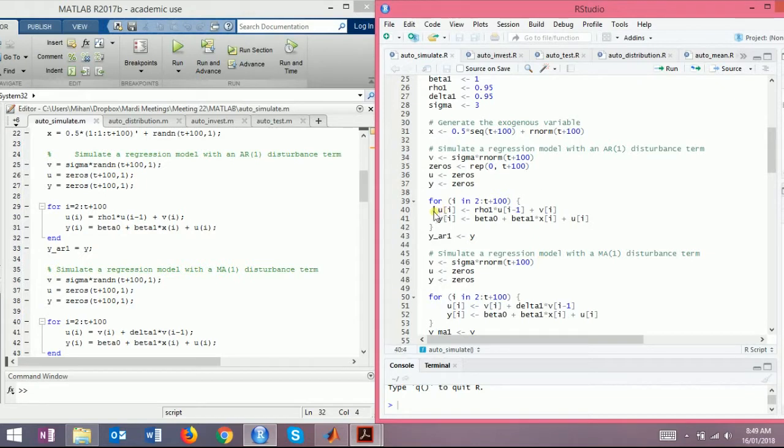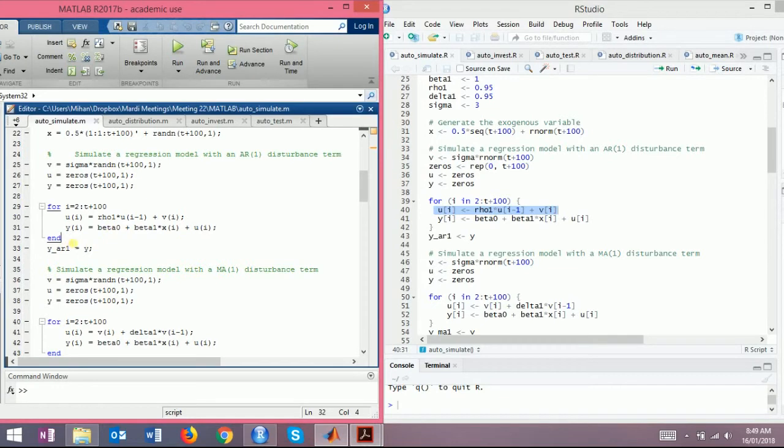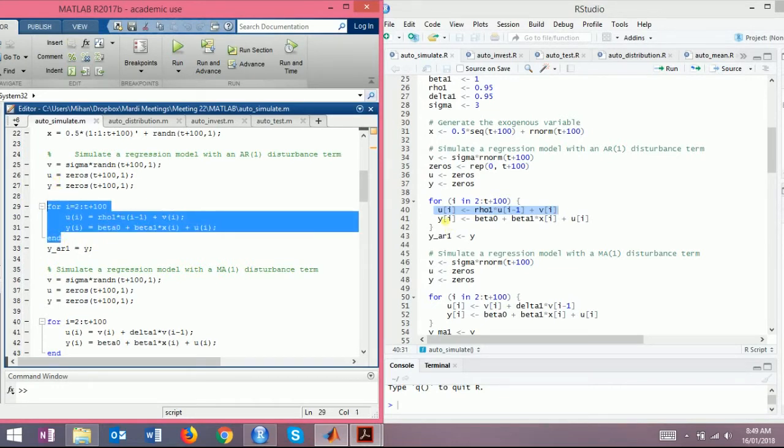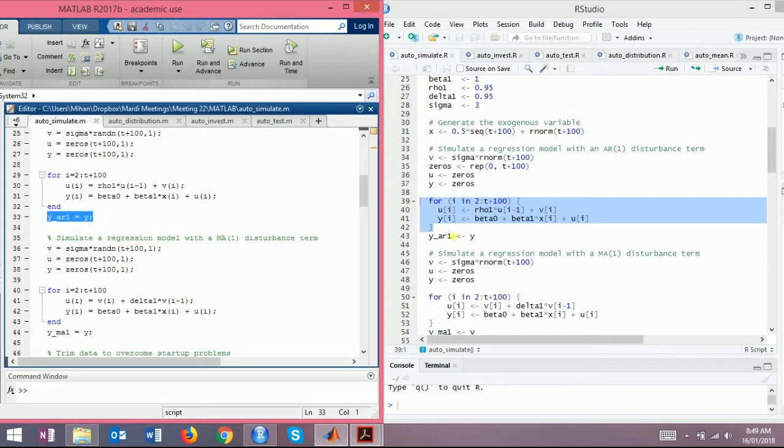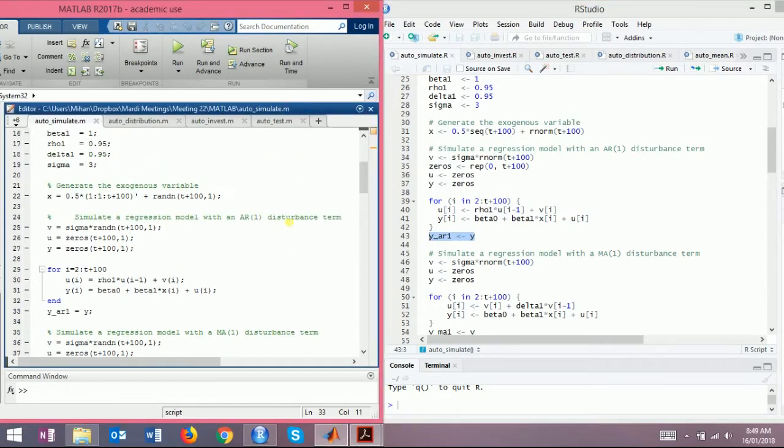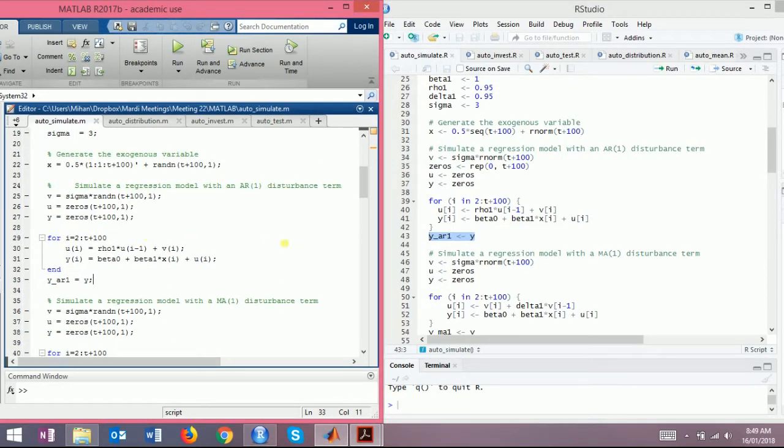For i equals 2 to 100, ui is rho ui minus 1 plus vi. You see there will be a convergence that will happen. You will go 100 times up, and ut minus 1 comes down 100 times. So out of 1 to 300, the total number of replications will always remain within 200. And so you have u and y generated with this equation. So y ar1, you are storing y here. There you go, with AR1 disturbance term, you simulated a regression model.